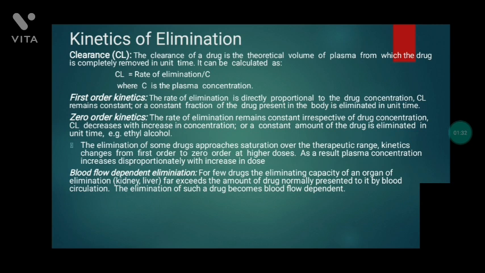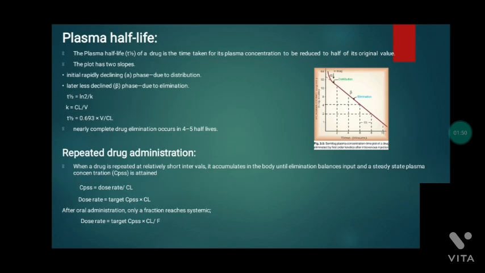Blood flow dependent elimination: for few drugs, the eliminating capacity of an organ of elimination, kidney or liver, far exceeds the amount of drug normally presented to it by blood circulation. The elimination of such a drug becomes blood flow dependent. Plasma half-life: the plasma half-life of a drug is the time taken for its plasma concentration to be reduced to half of its original value.